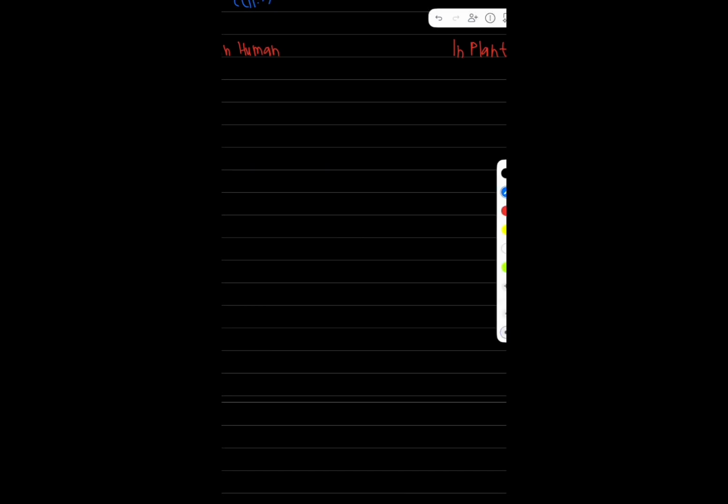So in humans, first we have ciliated cell. Then we have RBCs. Then we have ovum or egg. Alright, in plants we have root hair cell.